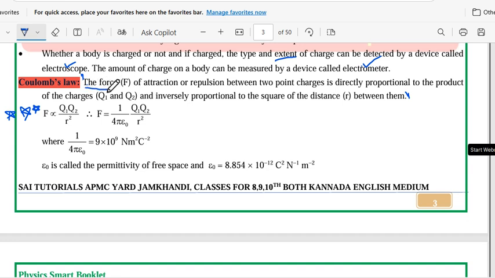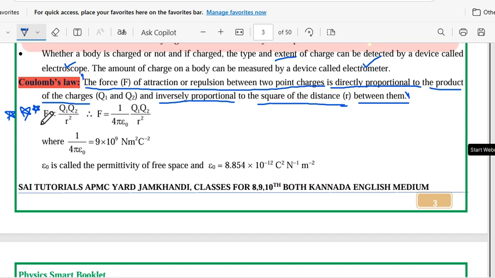What is the statement? The force F of attraction or repulsion between two point charges is directly proportional to the product of the charges Q1 and Q2 and inversely proportional to the square of the distance r between them. This is called Coulomb's law. It is very easy, actually. By seeing this, F is directly proportional to Q1 Q2 divided by r square.